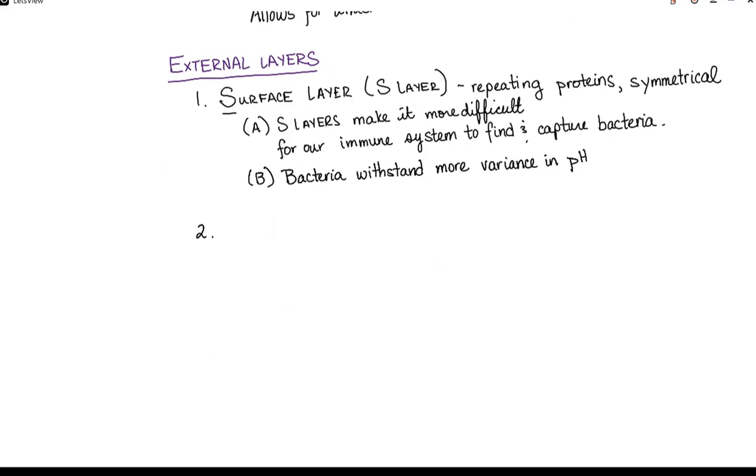The last layer that I want to talk about is called glycocalyx. Now, like the S layer, not all bacteria can make glycocalyx, only some can. Glycocalyx is made of carbohydrates, it's made of sugar. So if you think about glyco, that usually means sugar. So glycocalyx is made of carbohydrates.